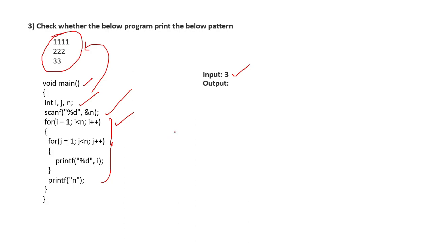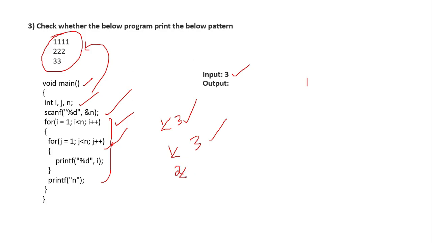Okay, for i equals 1, which is less than n, so 1 less than 3, the condition is true. So it enters into this j loop, that is the inner for loop. For j equals 1, which is less than 3, which is again true. So we'll print the i value. So 1 is printed on the screen. Next, again the j value is incremented since the condition is true.